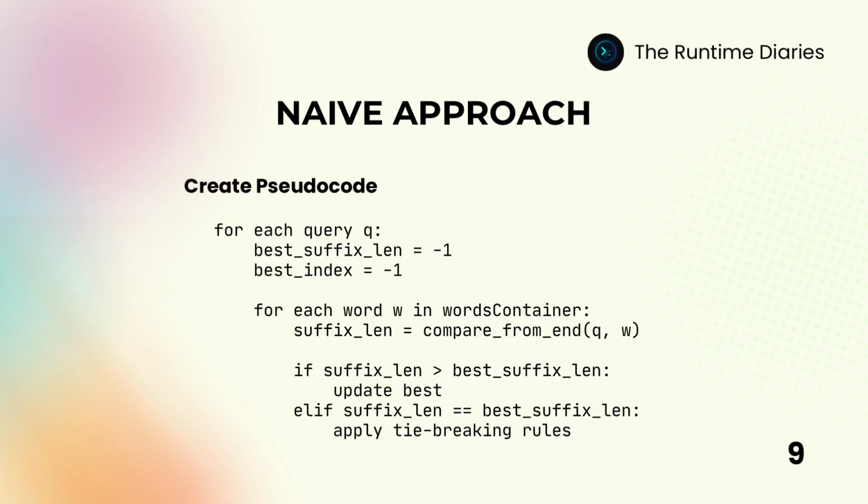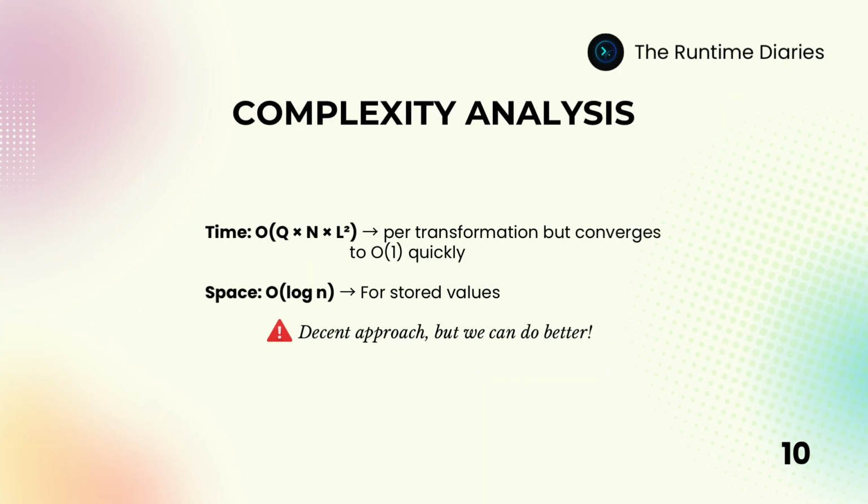Just to contrast, here's what the naive approach looks like in pseudocode. For each query k, you initialize best_suffix_len to -1 and best_index to -1. Then, for each word w in wordsContainer, you compute the longest common suffix length. If the suffix length is better than the current best, you update it. If it ties, you apply the tie-breaking rules: shortest word, then earliest index. This works, but the complexity is O(q × n × L²), which is way too slow.